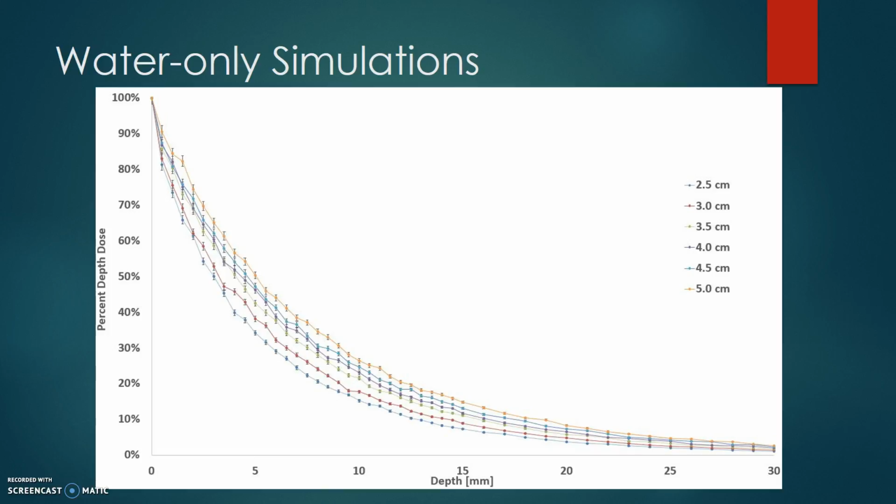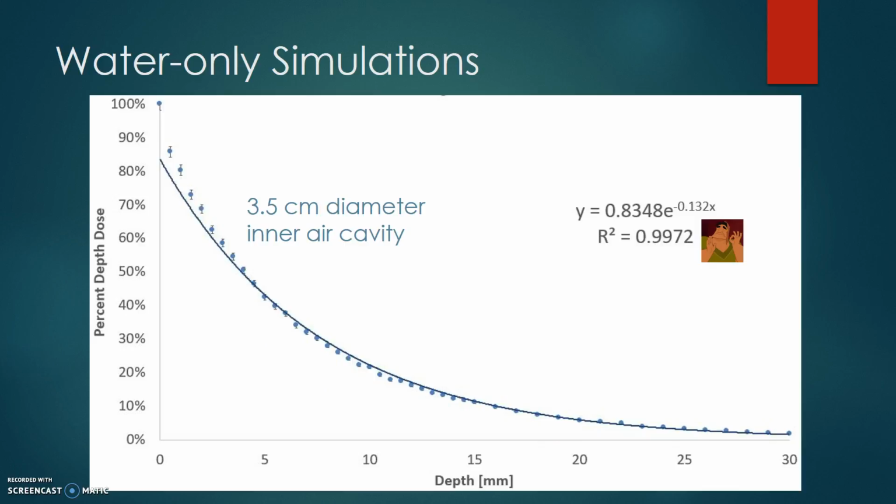Shown here are the results of the simulations containing water only with various inner cavity diameters. The lines and dots were made very small for this presentation in order to show the uncertainties output by the EGS code. We see what we normally expect to see in PDD curves of radiation dose in a single homogeneous medium, a decaying exponential curve. As evidence of that trend, I singled out the 3.5 cm diameter inner air cavity PDD data and fit a line to it. As we can see, the function is a decaying exponential, with an R-squared value of 0.9972, which indicates a statistically tight fit.